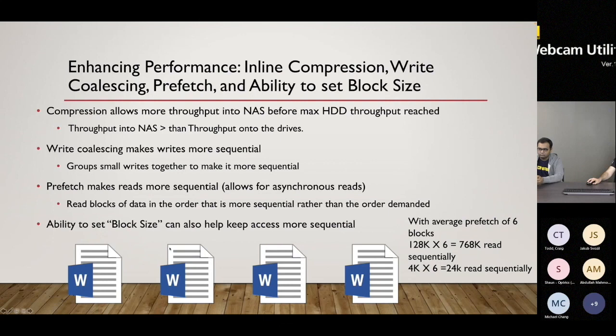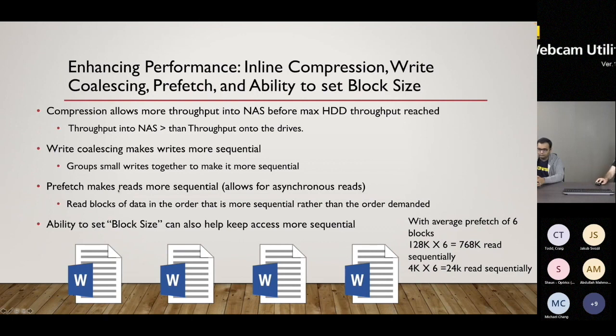User 2 demands the first block of this file. Remember, this file is in a different spot in the drives. User 3 demands the first block of that file. User 4, first block of that file. User 1, second block of this file. Every block that's demanded is demanded from a different file and a different spot of the drives. So now you have blocks of data being demanded from the NAS in a non-sequential order.